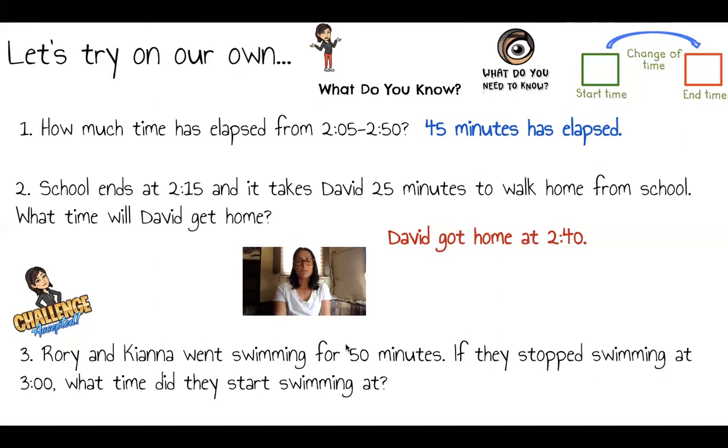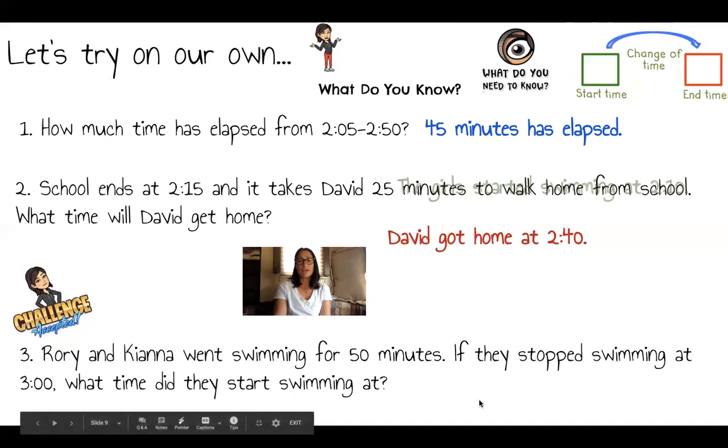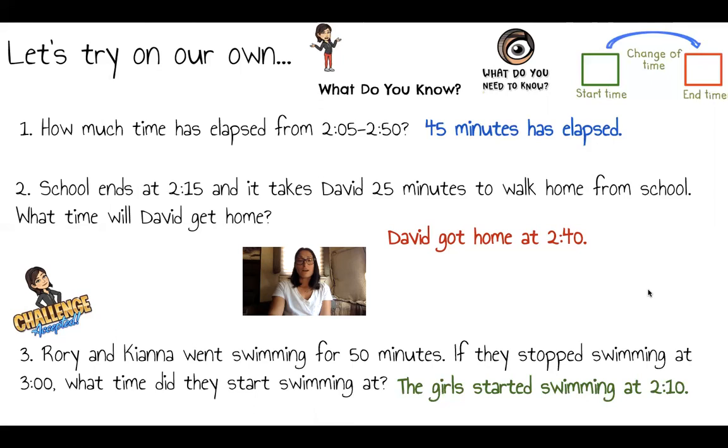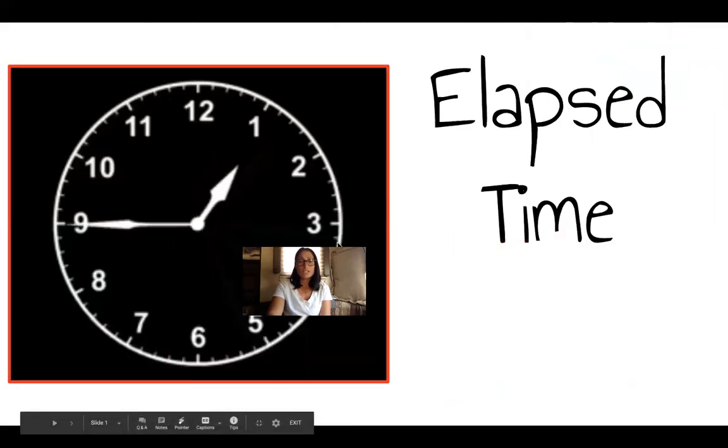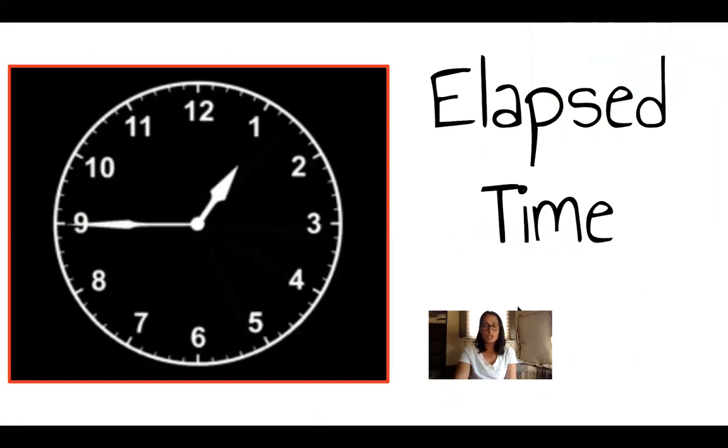All right, push pause. Let me see if you guys get it right. All right, let's see if you're right. The girls started swimming at 2:10. Good job, those of you who got it. All right, so elapsed time. If you have any questions, write your questions down and be sure to ask me on Google Classroom or the next time we meet in Zoom.